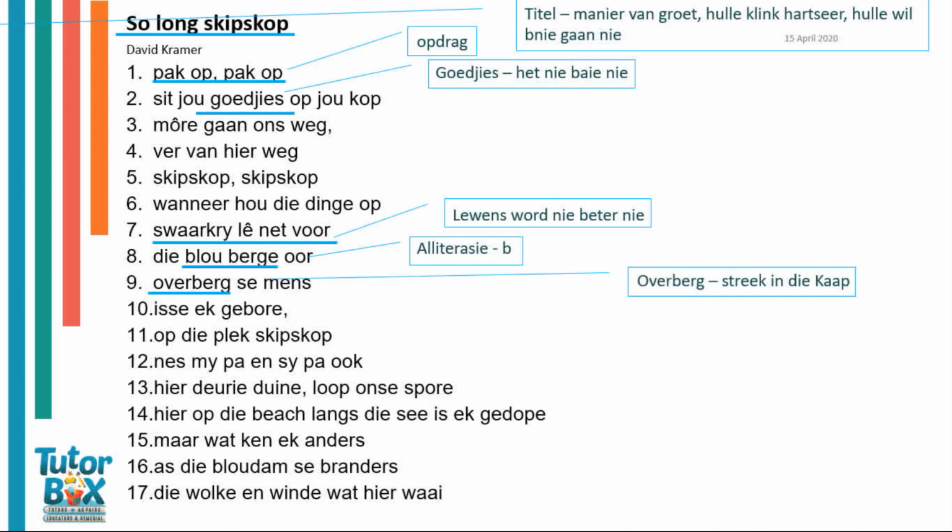Okay, so Oeverberg is 'n streek in die Kaap. So it's a place in the Cape. Is ek gebore. Okay, so that from the 7 till 9, it's an enjambment because can you see there's no full stop or a comma or something like that. So it's one sentence that flows into each other.